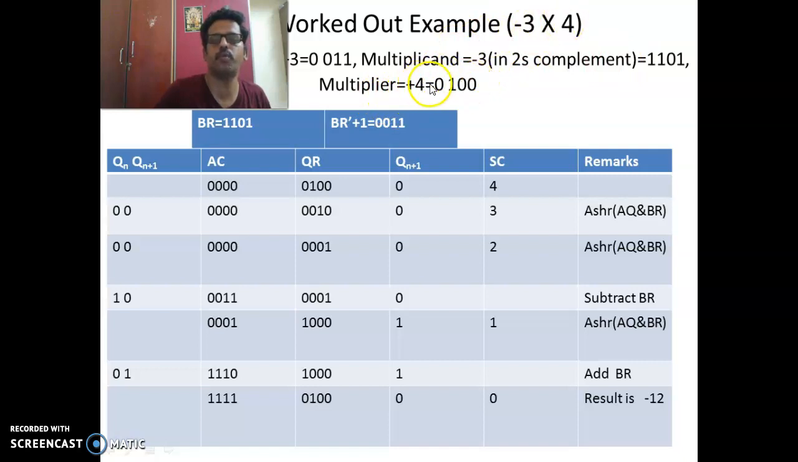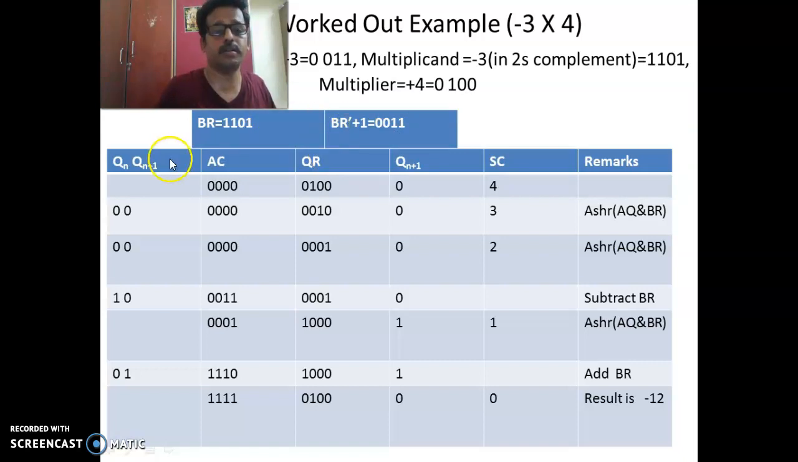The multiplier is plus 4. So we represent it as 0100: the 0 is used to represent the positive sign plus, and the remaining bits 100 form the number 4. Now, what is the BR value? BR is going to hold the multiplicand, that is minus 3, 1, 1, 0, 1, and BR' plus 1 is nothing but the 2's complement of this minus 3, which gives the positive sign. That is, when you perform a 2's complement of a positive number, you get a negative equivalent, and vice versa. If you find the 2's complement of a negative number, we will get a positive equivalent.